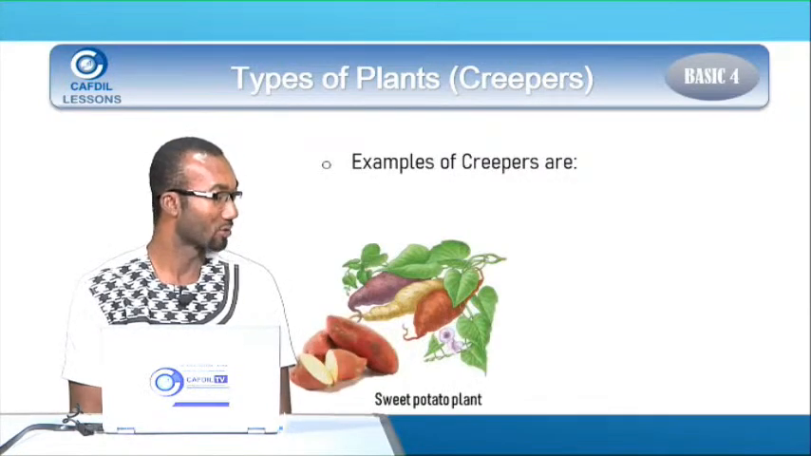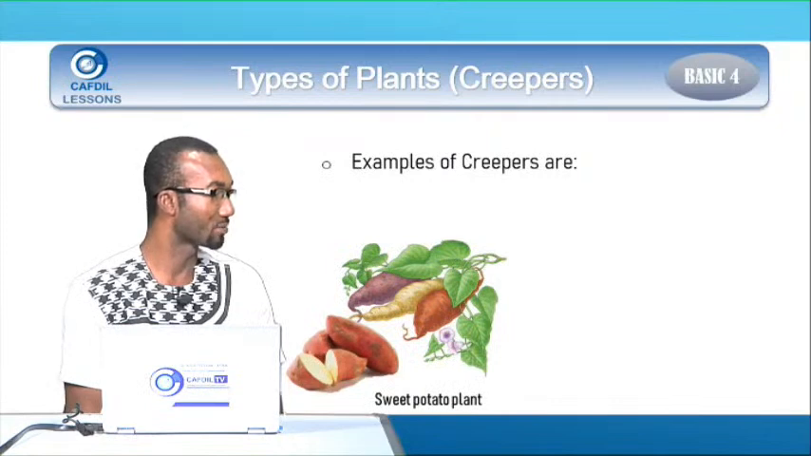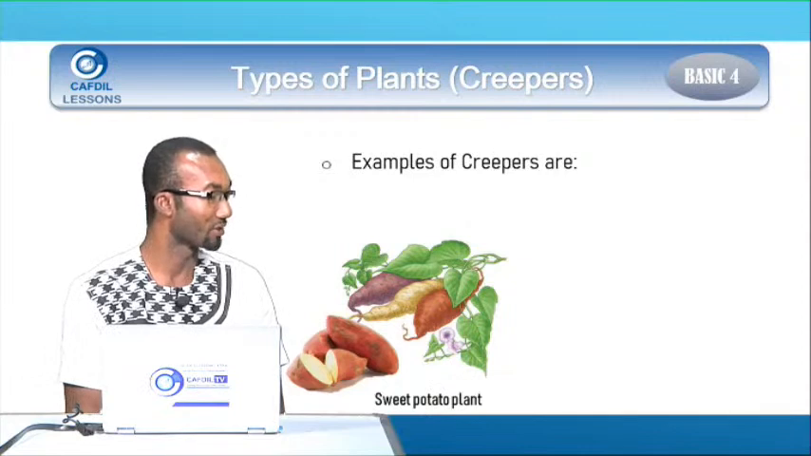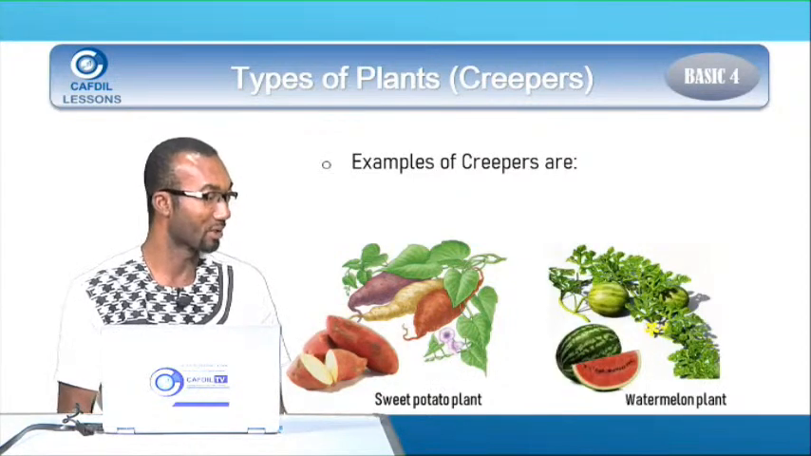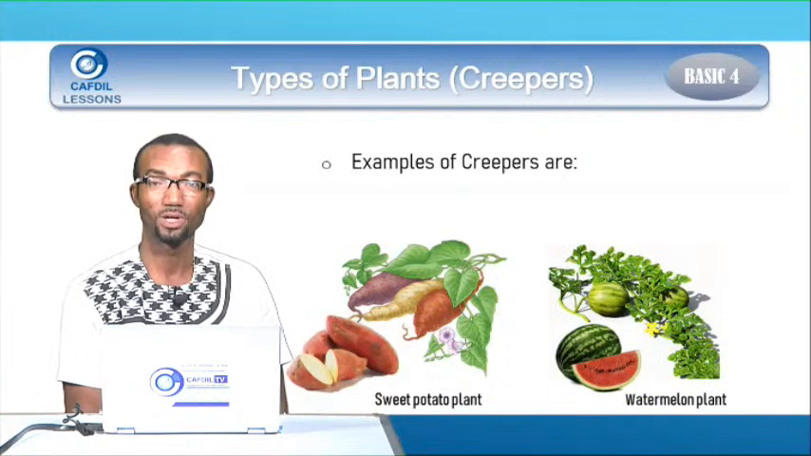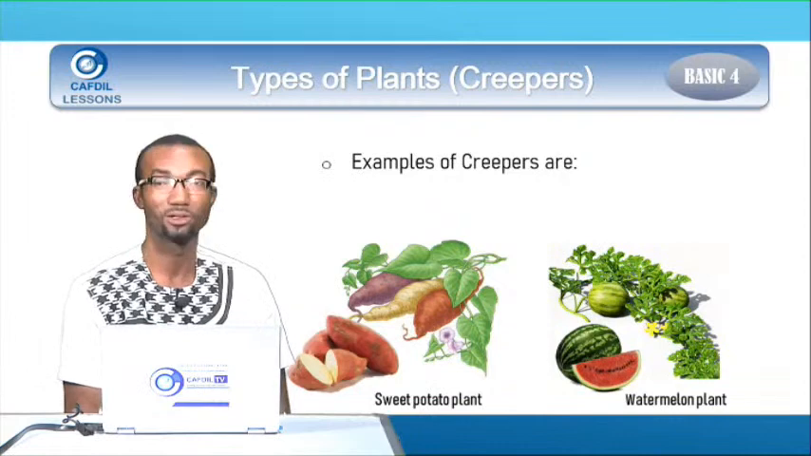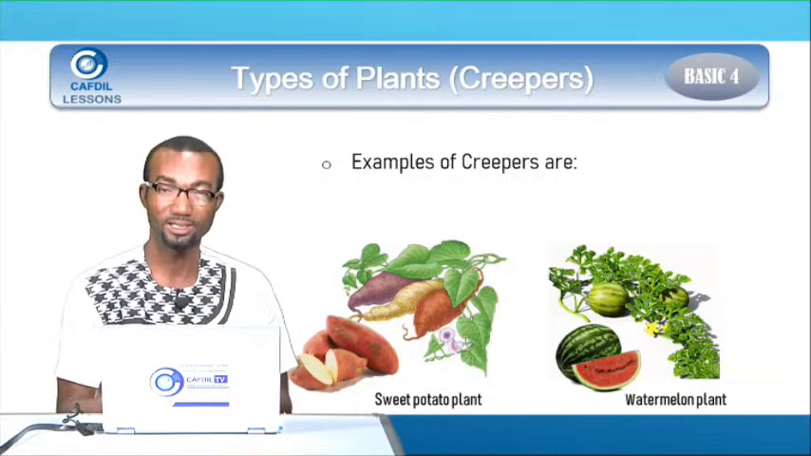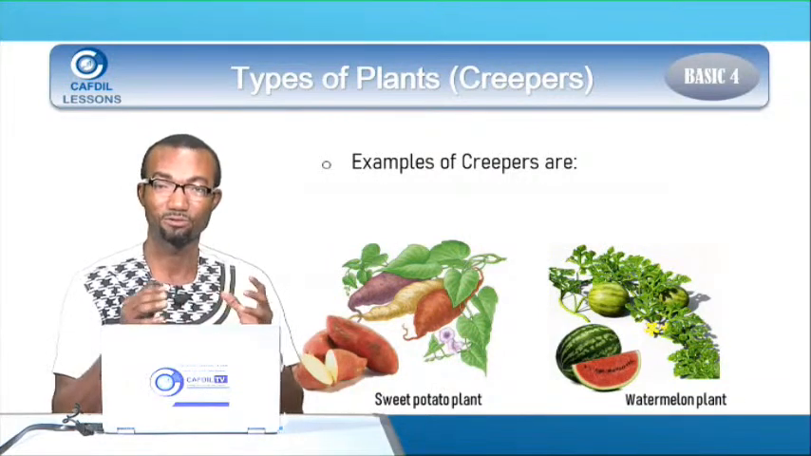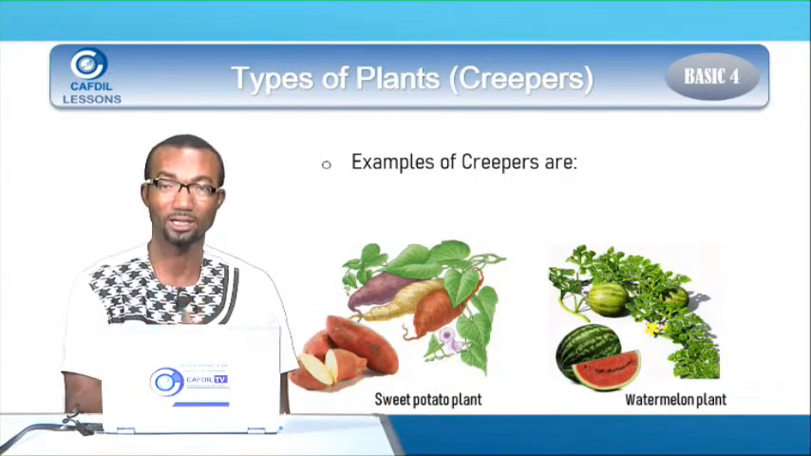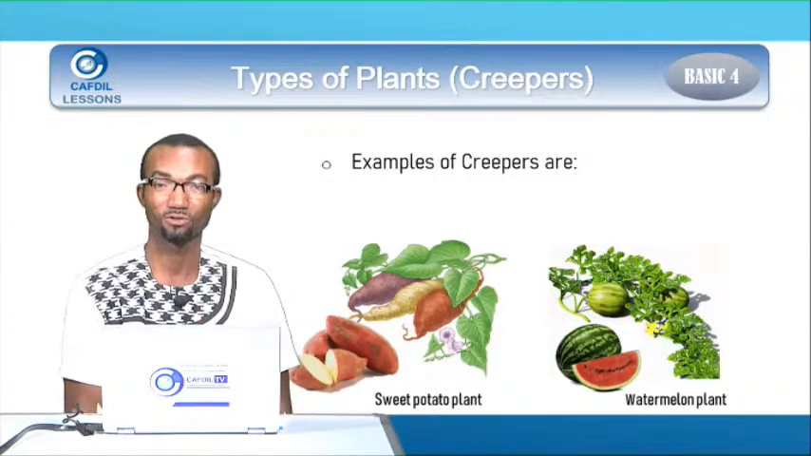Let's look at some examples. Okay, we have sweet potato plants. So sweet potato plants are examples of creepers. We also have watermelon, as we saw. So examples of creepers are sweet potato plants and watermelon plants. They creep on the ground because they have weak and thin stems, as well as big fruits, and the fruit cannot hang on the plant because of the weakness of the stem.